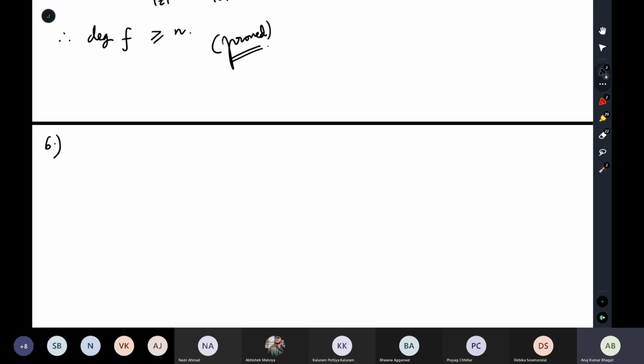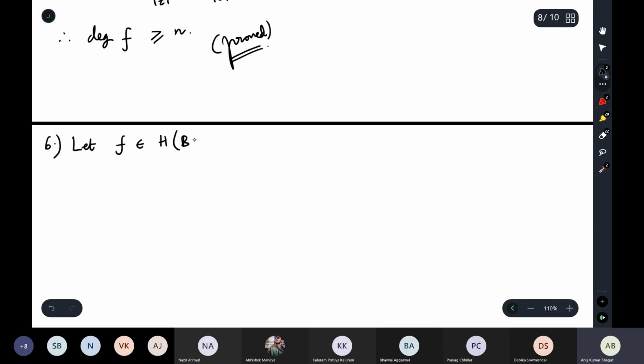Let's go to 6. So let f belong to H(B(0,2)). What is the meaning of this?